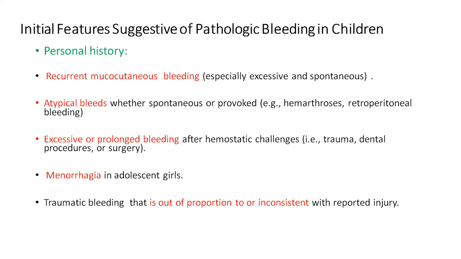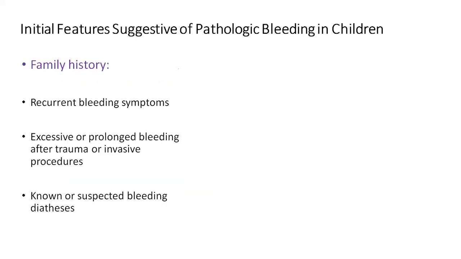And traumatic bleeding is out of proportion to the reported injury. This is the commonest thing. Sometimes we neglect this traumatic bleeding. We say okay, the child had trauma, that's why. If you have a very big bruise from a trivial trauma, you need to think that it's not correlating clinically. So it should be pathological bleeding.